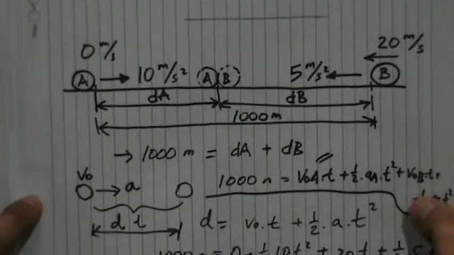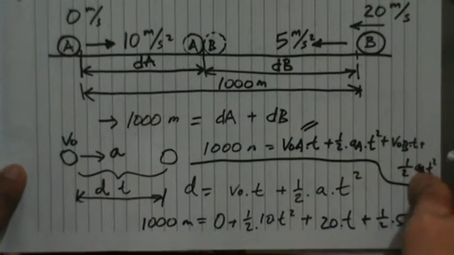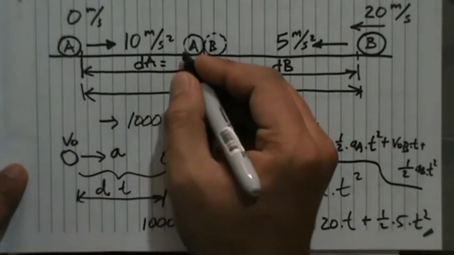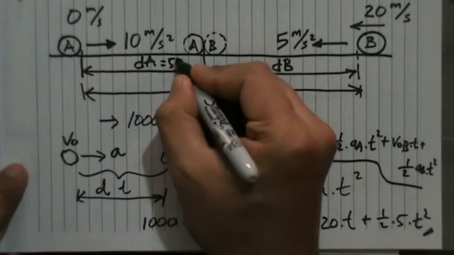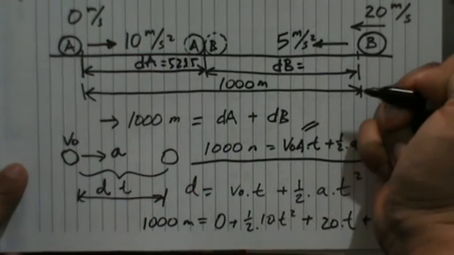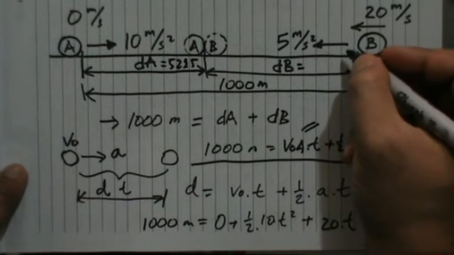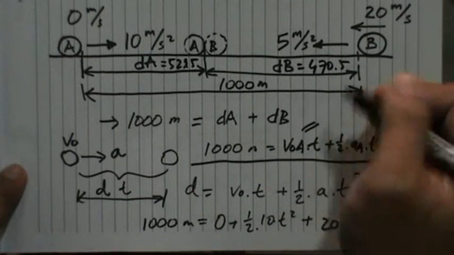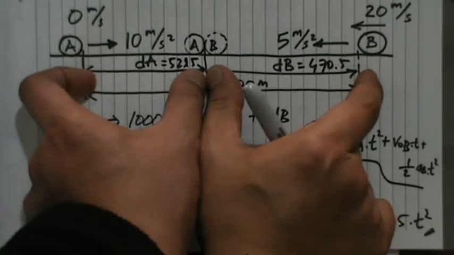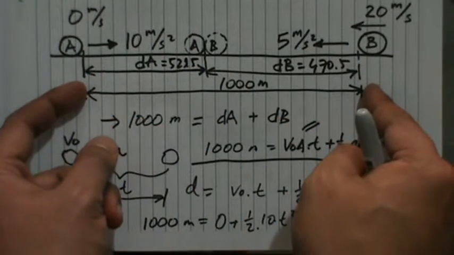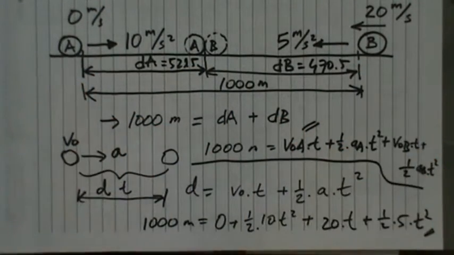So let's see again our picture here, and you already calculated that the distance traveled by A is 529.5 meters, and the distance traveled by B here is 470.5 meters. So the total distance of both cars will be 1000 meters.